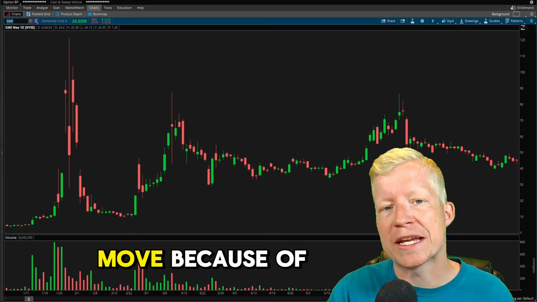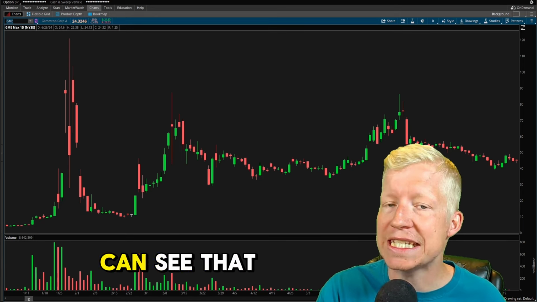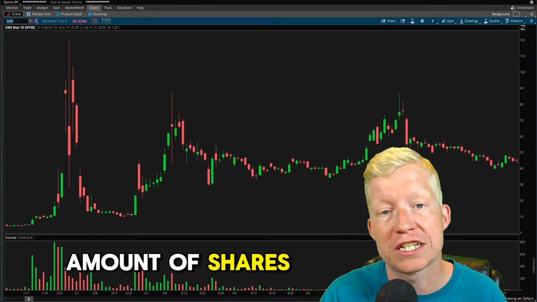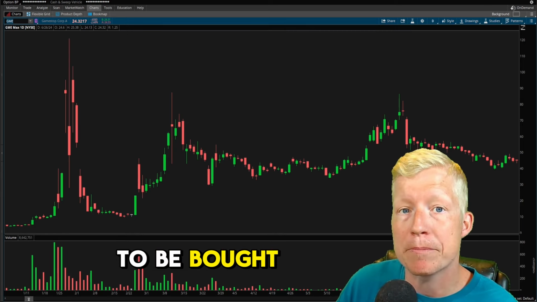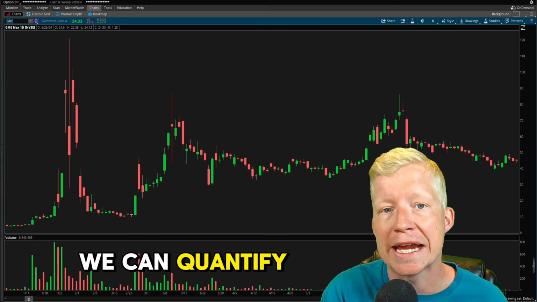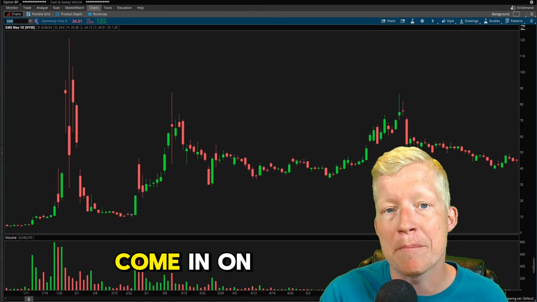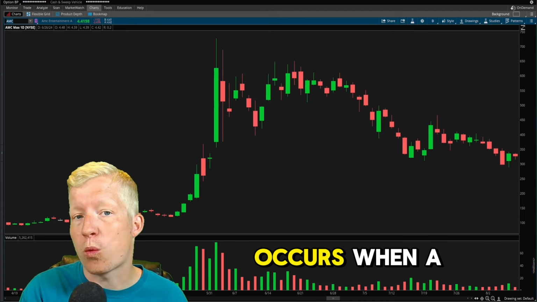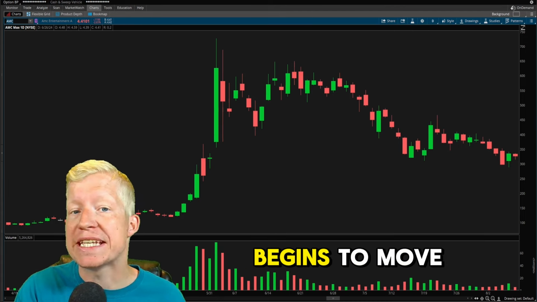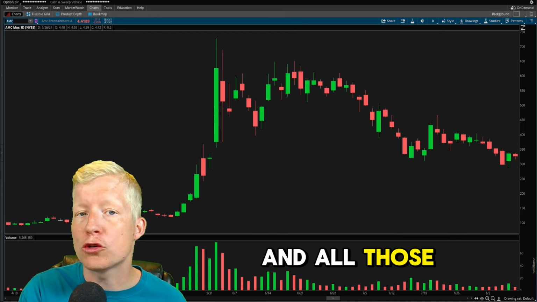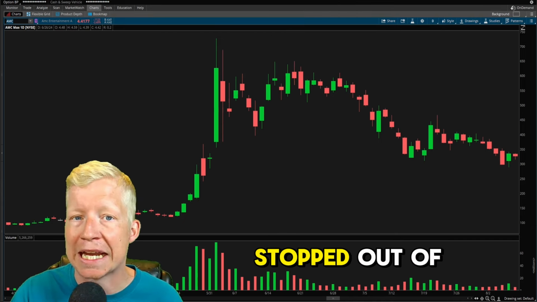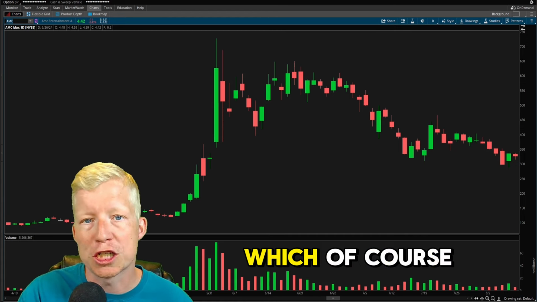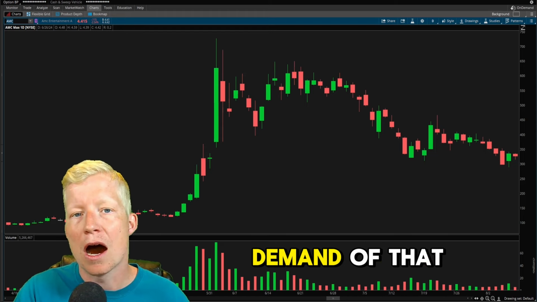We know stocks move because of supply and demand, and if we can see that a stock has a heavily shorted amount of shares that eventually need to be bought back, we can quantify where demand can come in on a specific ticker. A short squeeze occurs when a heavily shorted stock begins to move up and all those short sellers begin to get stopped out of their positions, thus forcing them to buy the stock, which of course adds to the demand of that ticker.